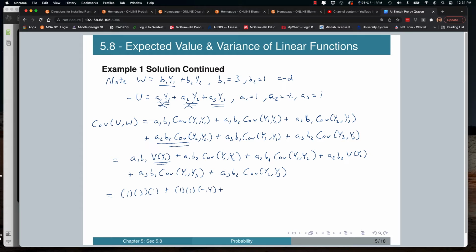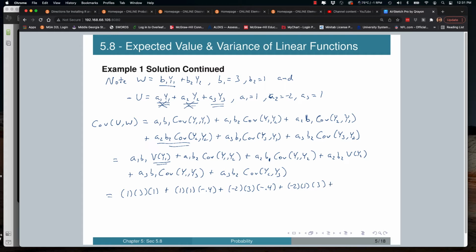plus now we got a sub 2, b sub 1, so that's negative 2 times 3 for b sub 1, and the covariance of y sub 1, y sub 2 is negative 0.4 still. That didn't change. Plus a sub 2, b sub 2 is negative 2 times 1, and the variance of y sub 2 was 3 from the previous page.